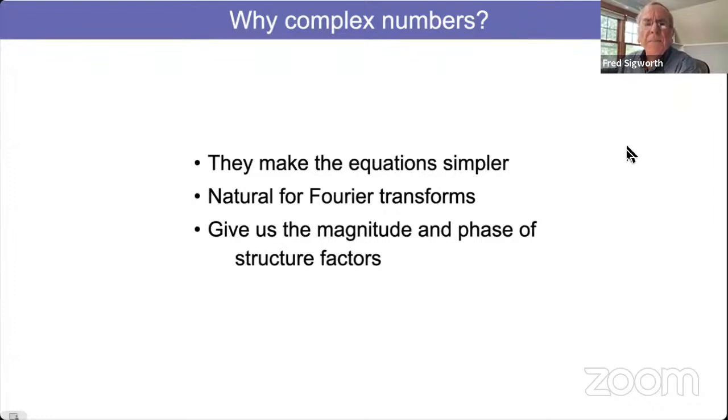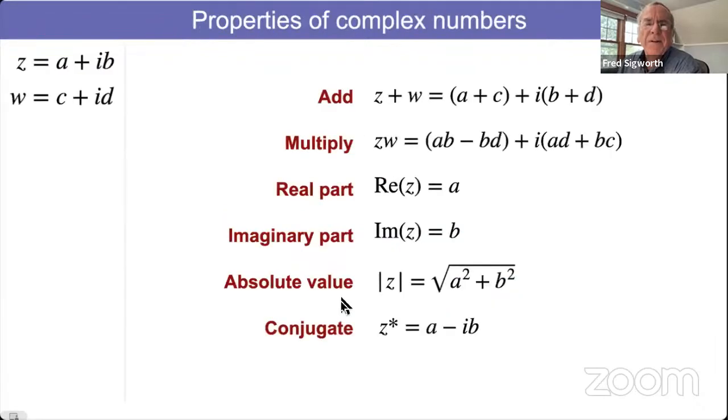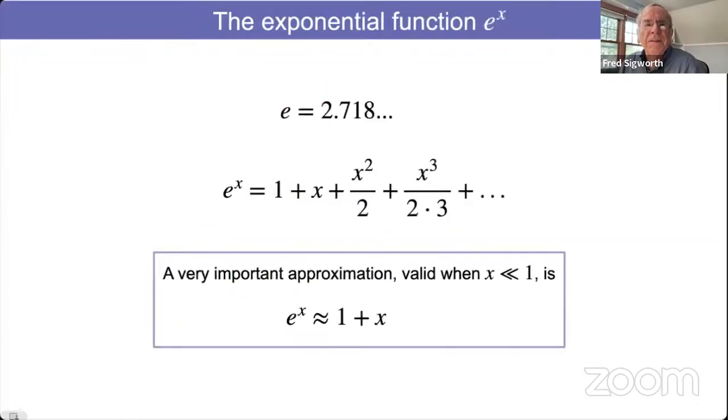So complex numbers, you probably remember them, and the reason we talk about them is that the equations are simpler, they're good for Fourier transforms, and everyone's using them for getting magnitude and phase of structure factors. So a complex number is based on the imaginary unit i, and a complex number has some mixture of an imaginary part and a real part. And you can do all the operations you would want to do with complex numbers.